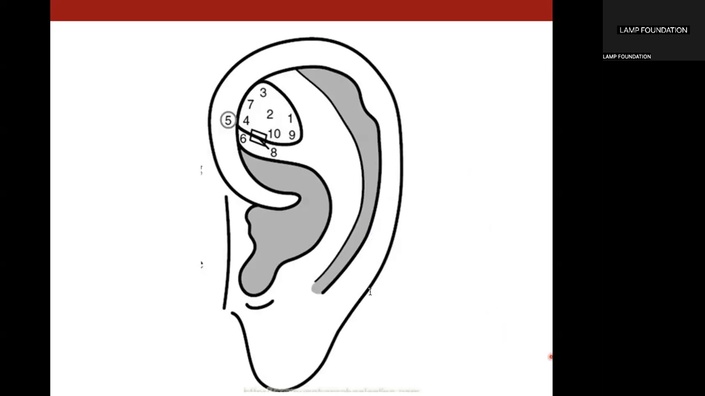So we have so far discussed 100 auricular points. Number 1 is Shenmen. Number 2 is stop wheezing point. Number 3 is hypertension point. 4, 5, and 6 are the sympathetic points. 7 is the uterus prostate point. 8 is constipation point. 9 is hepatitis. 10 is hip joint.